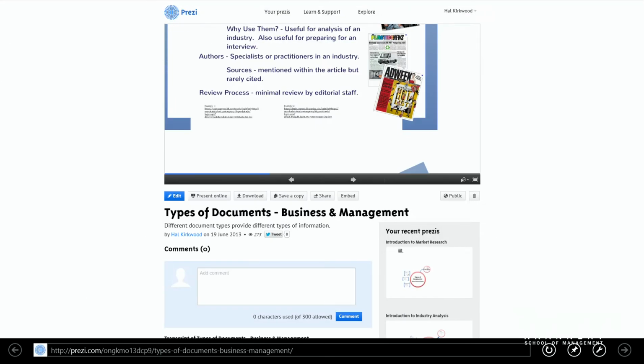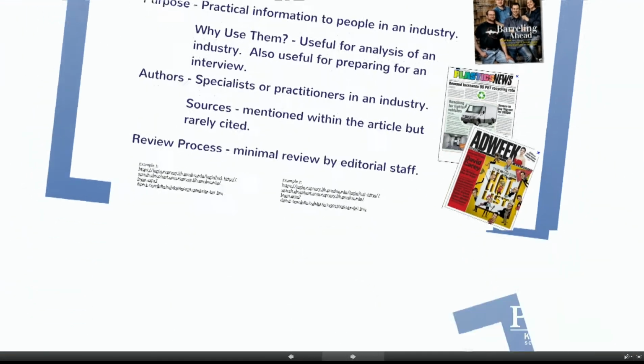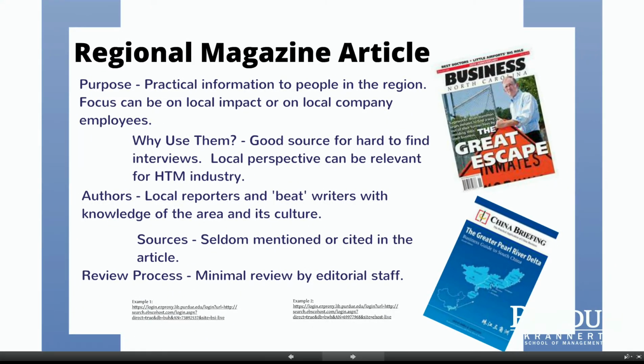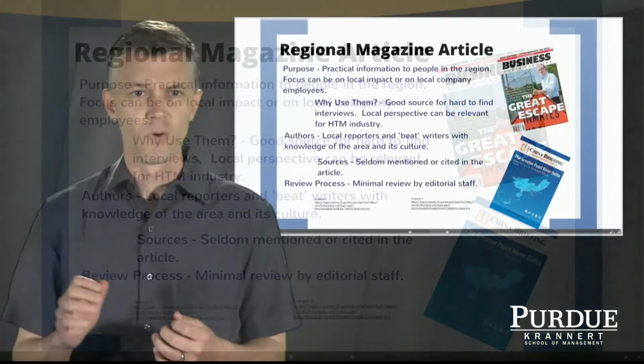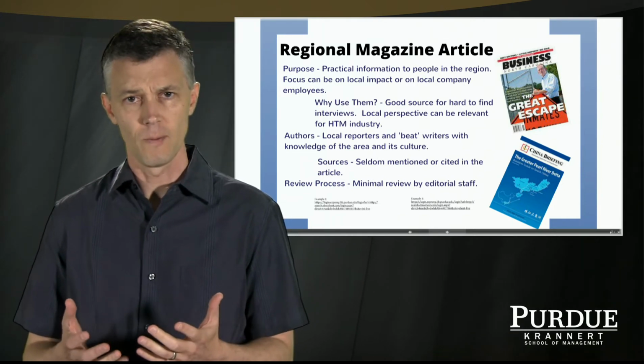So now let's jump back to our presentation and move right along into regional magazines. Now, regional magazines are similar to trade articles, trade magazines. Very practical information, usually focusing on specific companies and specific people, but the additional focus will be on the regional, local, city impact. So, for example, you might have an interview coming up with Coca-Cola.